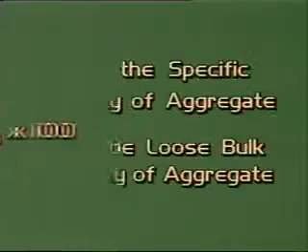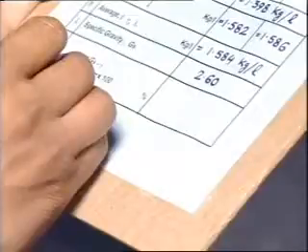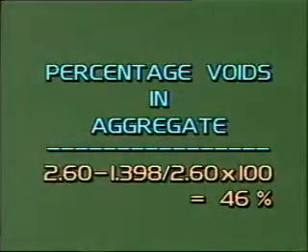The percentage voids in the aggregates can be calculated using the relation (GS minus R) divided by GS multiplied by 100, where GS is the specific gravity of the aggregate and R is the loose bulk density of the aggregate. Assuming the specific gravity of fine aggregates as 2.60, the percentage of voids in aggregates can be calculated as (2.60 minus 1.398) divided by 2.60 multiplied by 100, which is approximately equal to 46%.